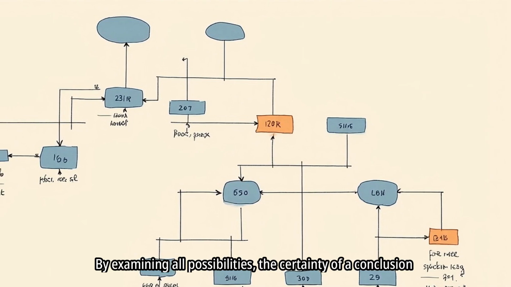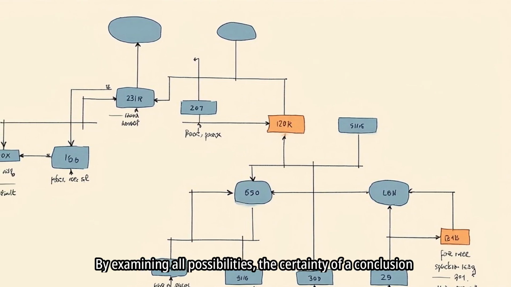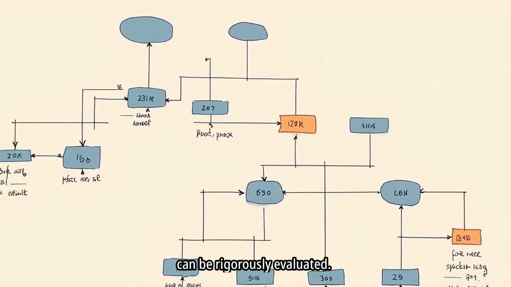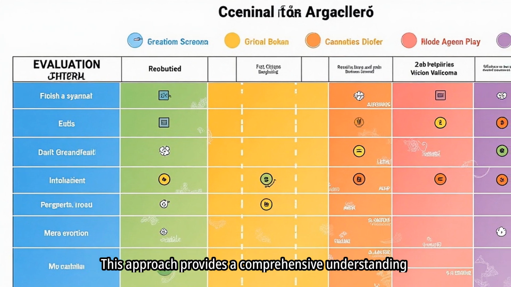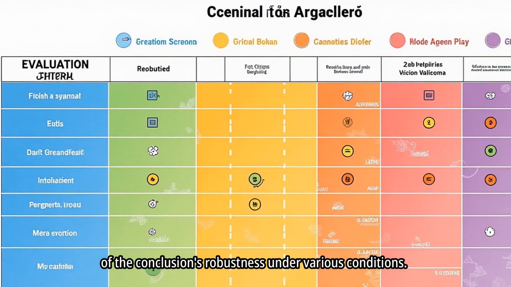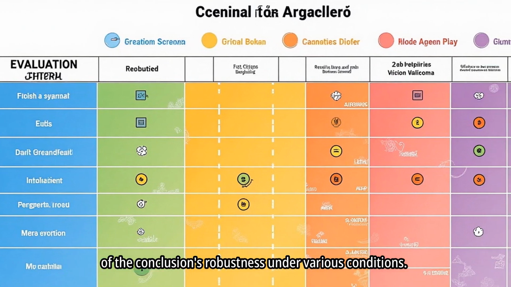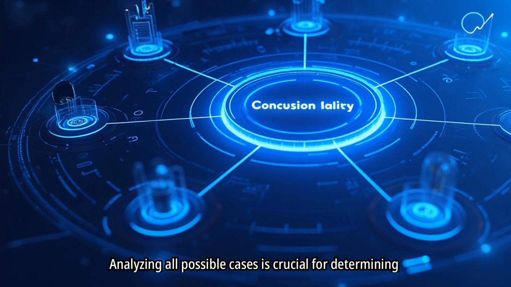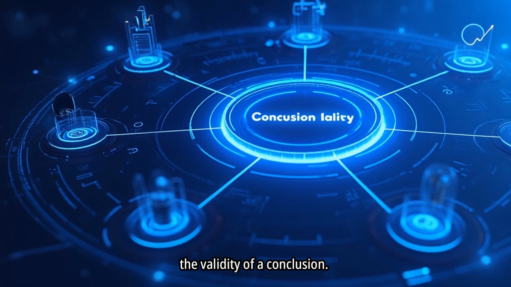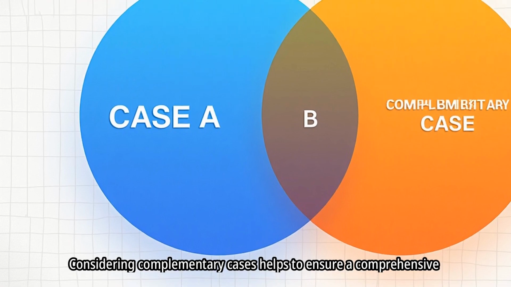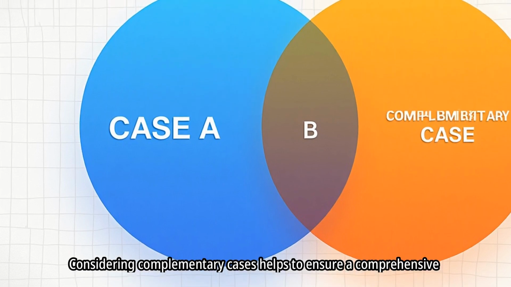By examining all possibilities, the certainty of a conclusion can be rigorously evaluated. This approach provides a comprehensive understanding of the conclusion's robustness under various conditions. Analyzing all possible cases is crucial for determining the validity of a conclusion. Considering complementary cases helps to ensure a comprehensive analysis.